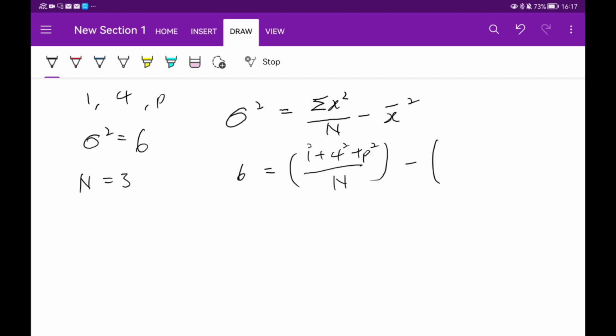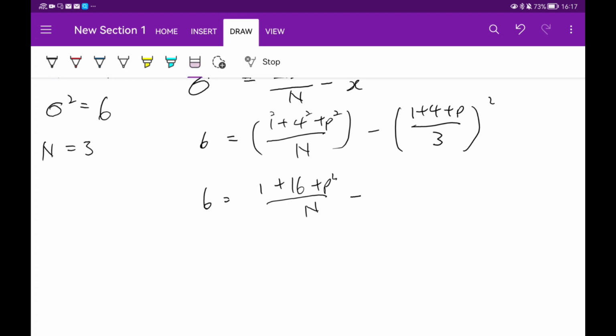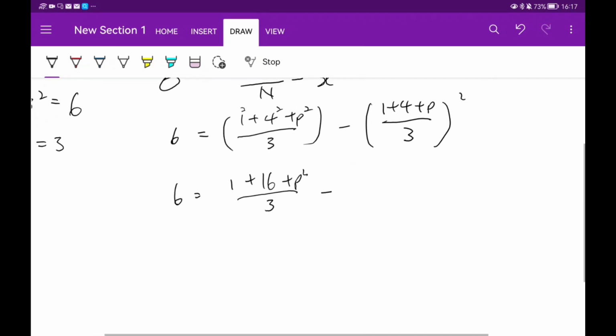How do we calculate the mean? It's the sum of the numbers divided by how many numbers there are. That is 3, right? Squared. So 1 squared plus 4 squared is 16. Sorry, 1 plus 16 plus p squared divided by n, minus the mean squared. n is 3. Then 1 plus 4 is 5, so 5 plus p, divided by 3, squared.